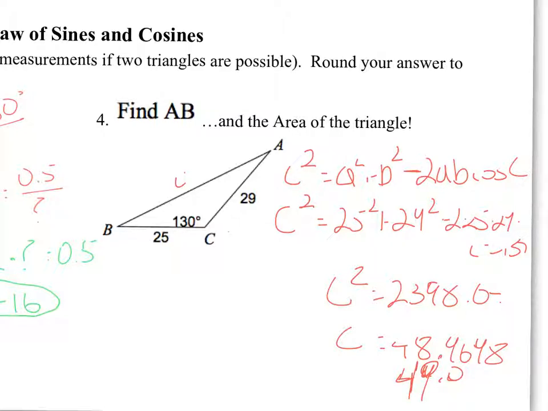Okay, second part of this, for the area. Our goal here would be to find some height for this triangle. And you can do that if you want to by extending this side. And it's going to be based on 130, so this would be 50. And using this as the hypotenuse of that right triangle to find the height.